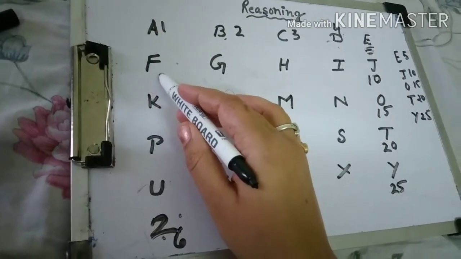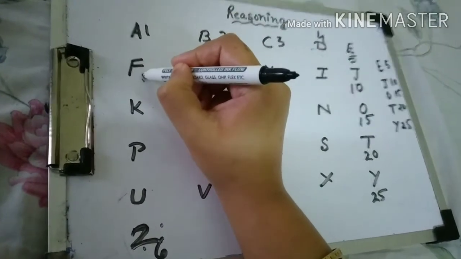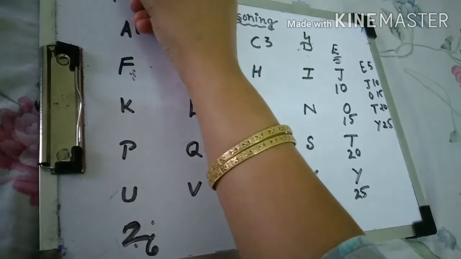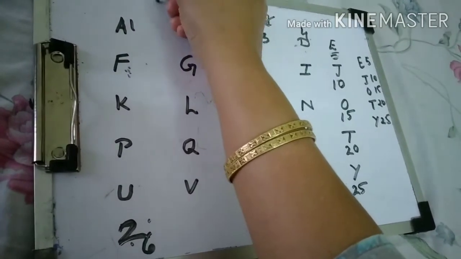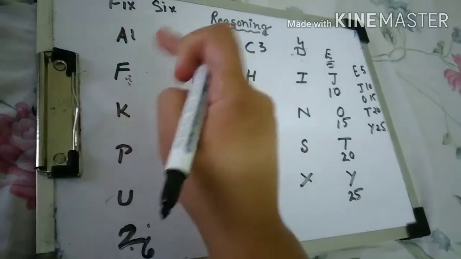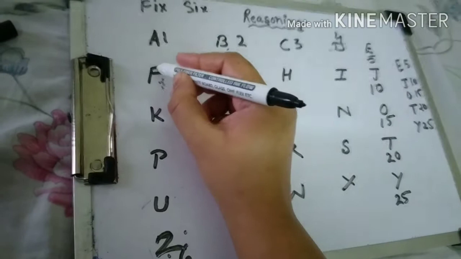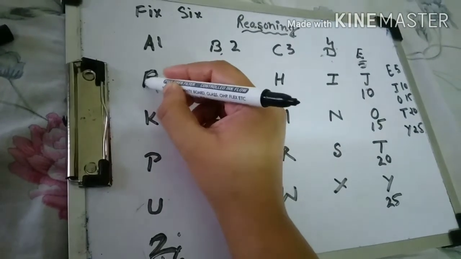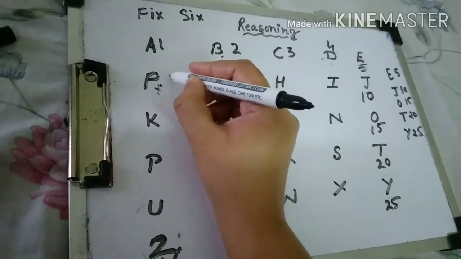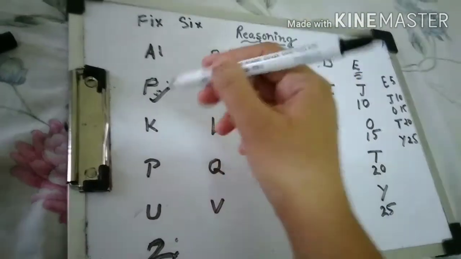F, this F stands for 6. The simple trick: fix 6. If you can't remember like this, fix a 6. One more trick: you can make it like this, opposite 6. So you can remember like this also, opposite 6.